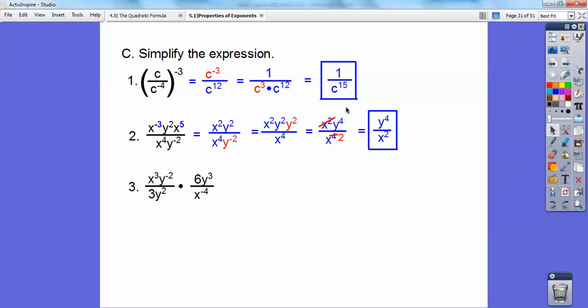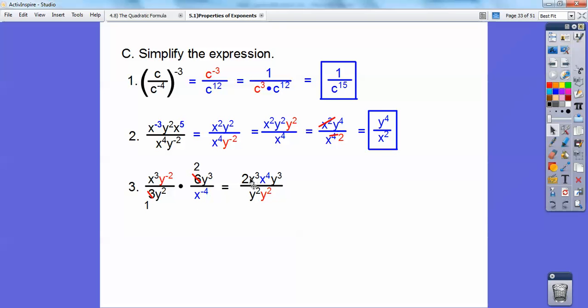This one here. First thing I did is I went ahead and cross-canceled. 3 goes into 6 2 times. And then now I'm going to flip all those negative exponents. So this y to the negative 2, I changed it to be red, and it became y to the positive 2. And similarly, I changed this to blue. X to the negative 4 went upstairs and became x to the positive 4.